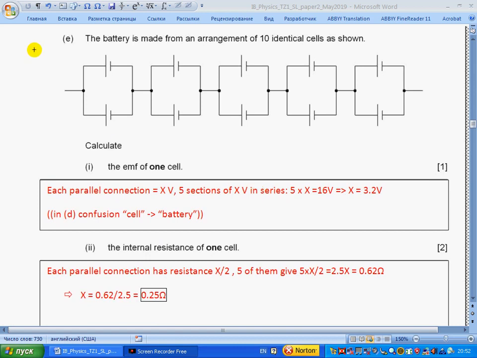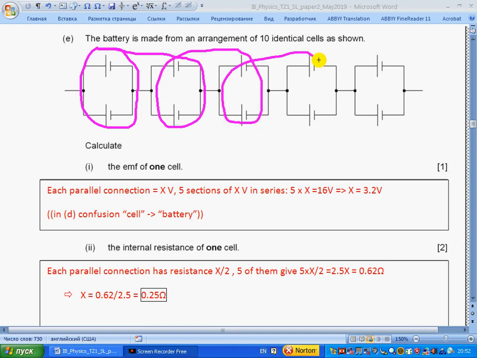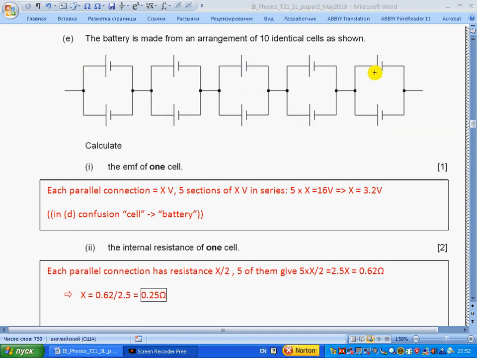E. The battery is made from an arrangement of 10 identical cells as shown. Calculate the EMF of one cell. Let's call the EMF of one cell x. Then the EMF of a parallel connection will also be x. We have 5 of them connected in series, so we have 5x volt, and this 5x equals the total EMF of the battery, 16 volts, so x equals 3.2.